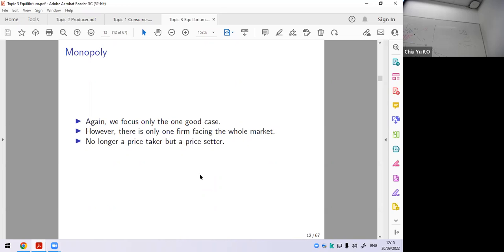Because in that case, you don't talk about game theory. Basically, we try to solve the problem without going to game theory. Because only one firm is in the market, he is just solving a maximization problem. That's very simple. No need to use game theory ideas.